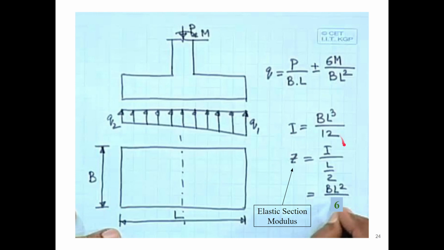So moment of inertia is BL cube by 12, as I told you, if the axis is from the middle, and Z is the elastic section modulus. Okay, so I think you must know what this is. This comes from the solid mechanics courses. So Z is nothing but I by Y. Y in this case is L by 2, and that is basically the depth from the central axis, the neutral axis. So I by L by 2 is nothing but BL square by 6 for the elastic section modulus.